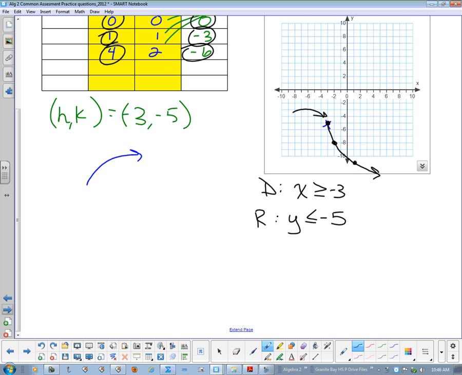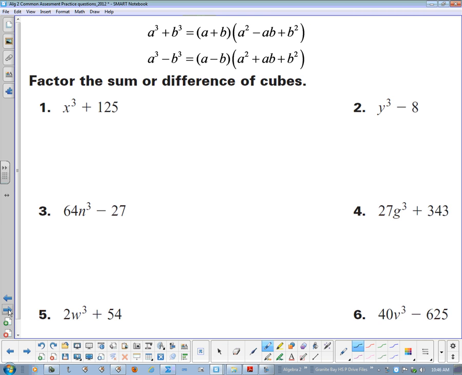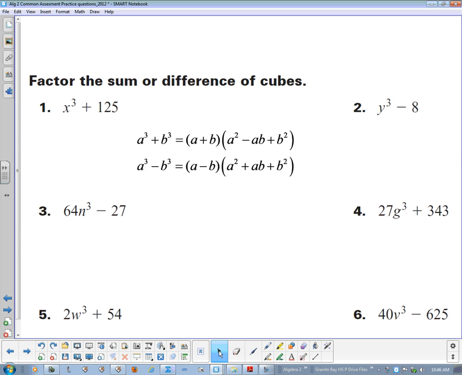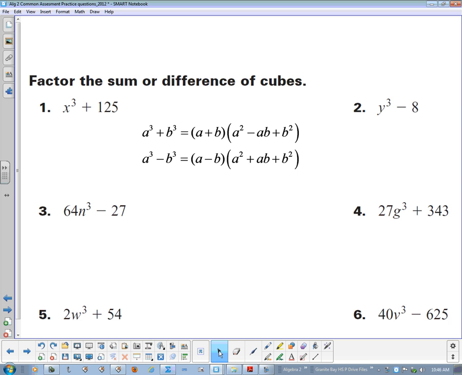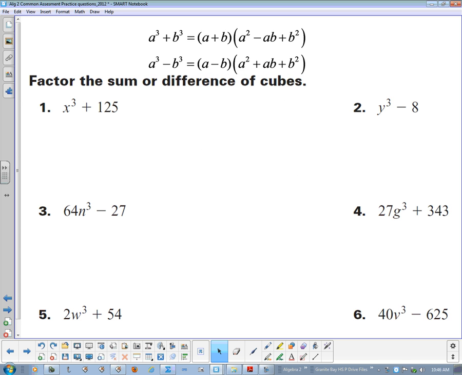Okay. Next. Look at these 6 problems. Able to factor different sums of perfect cubes, folks. I don't know how this is going to work. You're going to have to remember these 2 formulas. You have to. Now, let's look at this first one.